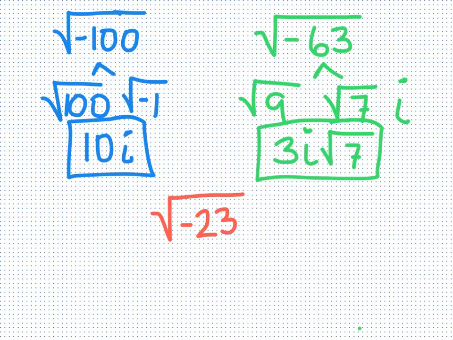Our very last one, the square root of negative 23. Well, 23 is not a perfect square, and it actually cannot be broken down like we did 63, and that's because 23 has no perfect square factors. It actually is prime, so it doesn't even have any other factors besides itself and 1. So I'm just going to pull out that negative as the i and keep the square root of 23 under the square root. Perfect.